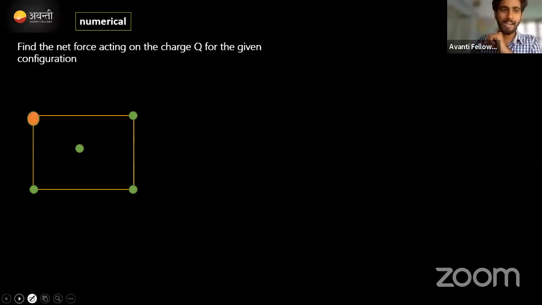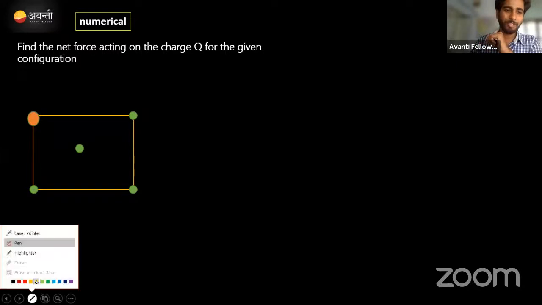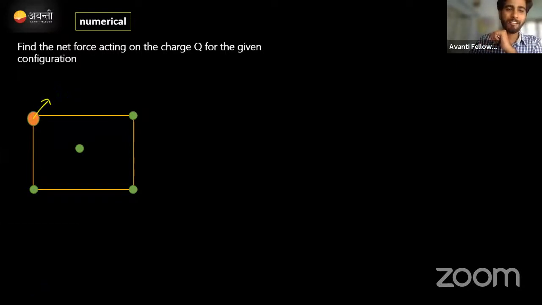Clear? And then one more question. Here you need to calculate the net force on this charge. Net force on this charge Q. These are also Q1. Take this plus Q. This is minus Q. This is also plus 3Q. Okay, right, Hemant, right. Well answered.